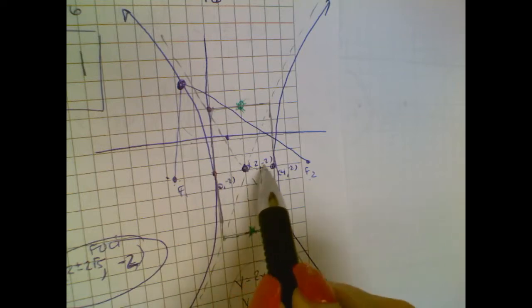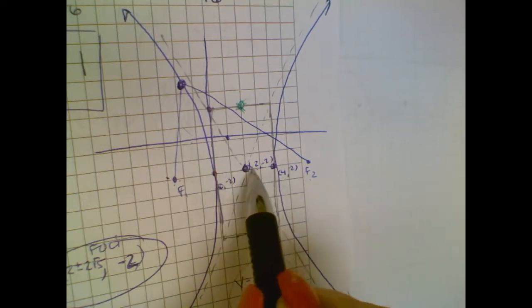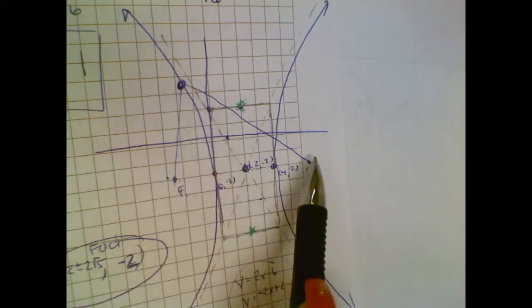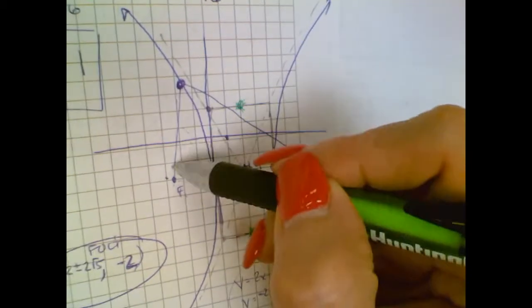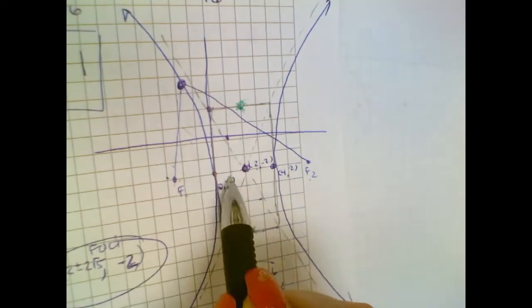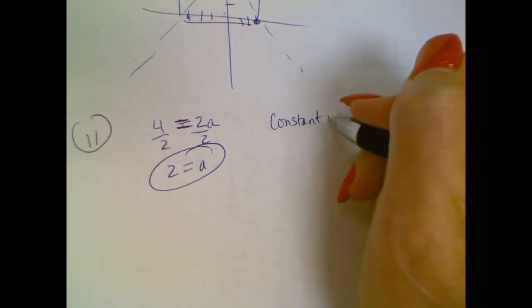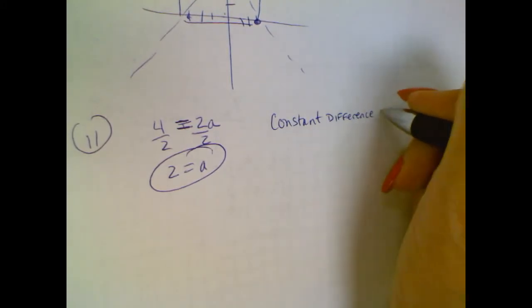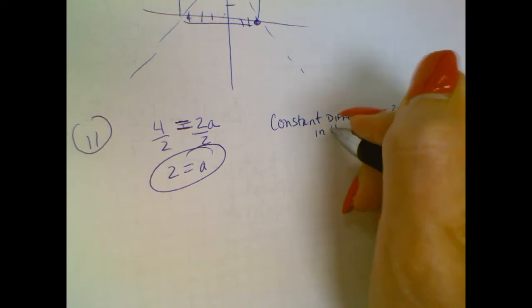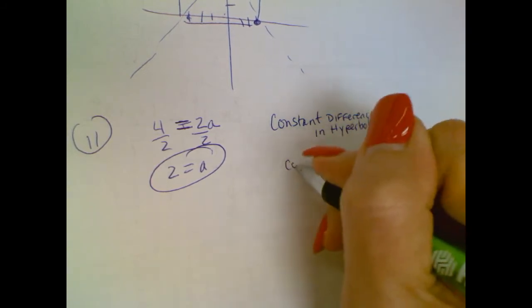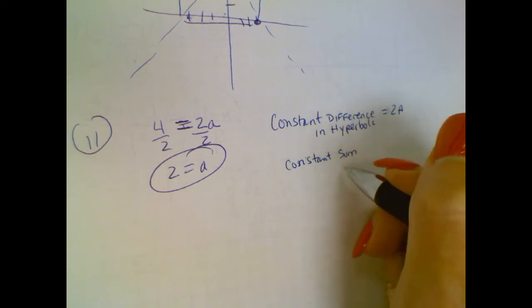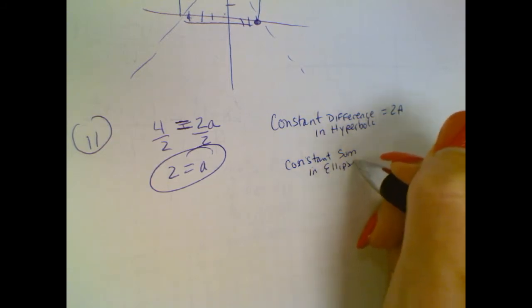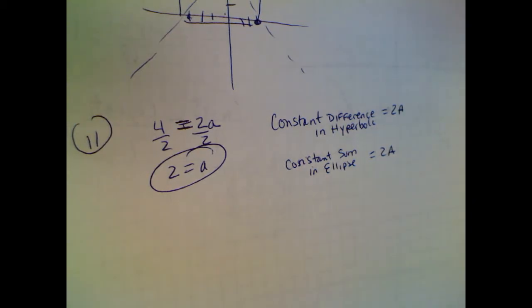This little segment right here, which looks to be 4. So if I did the distance formula from this point right here to this focus point, found that distance, and then subtracted this distance, it will always equal the transverse axis 2a. So the constant difference, you might want to write that somewhere, the constant difference in a hyperbola is always equal to 2a. And the constant sum, I think this is on your test too, constant sum in an ellipse is also equal to 2a. So whether they use difference or sum, you say 2a.